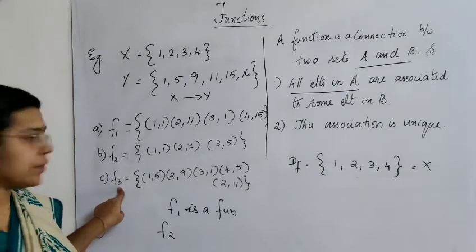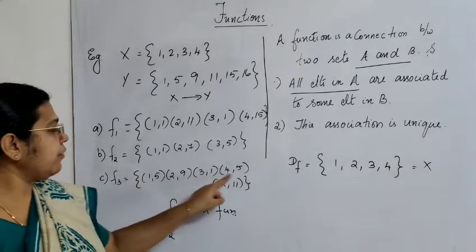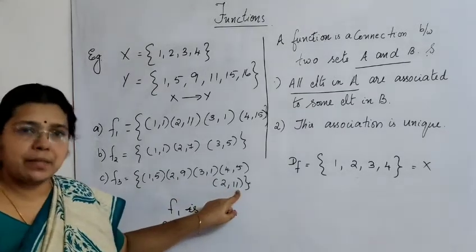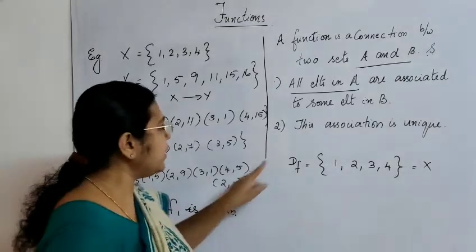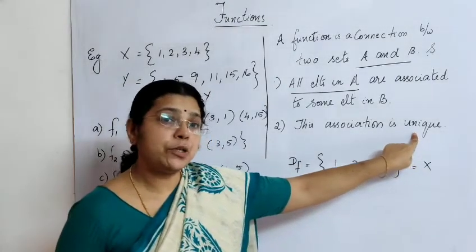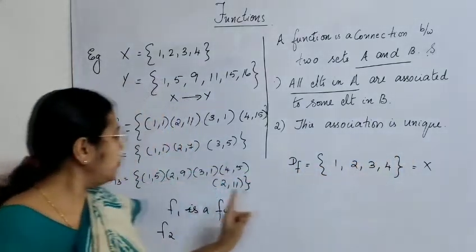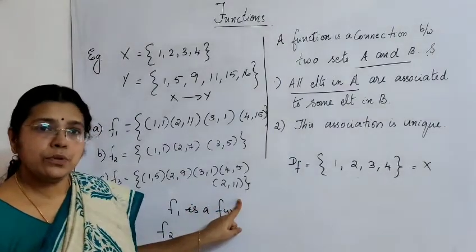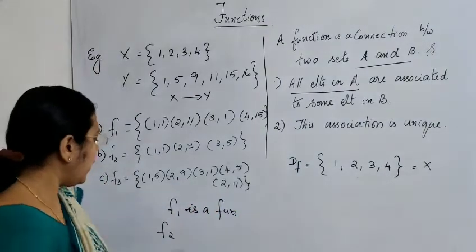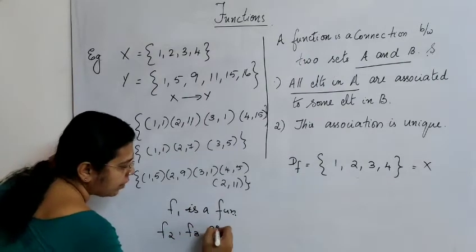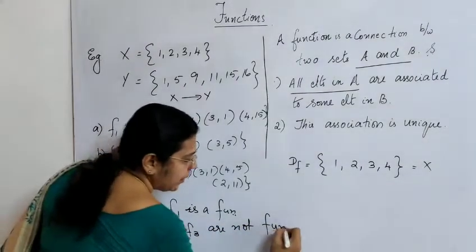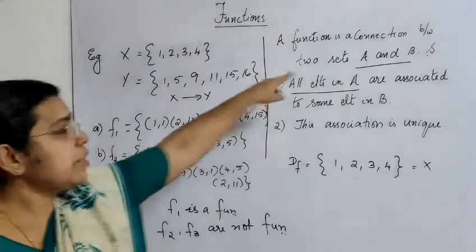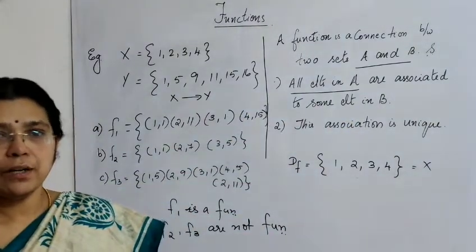Now, coming to F3. Which are the first elements? 1, 2, 3, 4 and again you have a 2. Now this 2 is associated to 2 different elements. What is it contradicting? It is contradicting the statement that the association is unique. 2 cannot have 2 different images. So F2 and F3 are not functions. Only F1 is a function which satisfies the given conditions of a function.